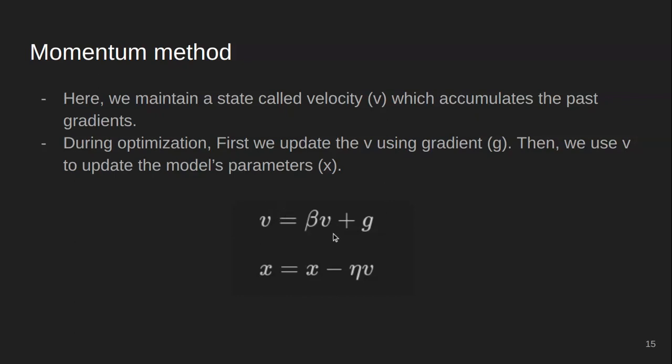In the first round, v is initialized at 0, so it has no impact on the first round. Beta is called the momentum, which is a hyperparameter, usually set to 0.9. It means 90 percent of the previous state v is taken into account for computing the new velocity, and the full gradient is used for calculating this v.